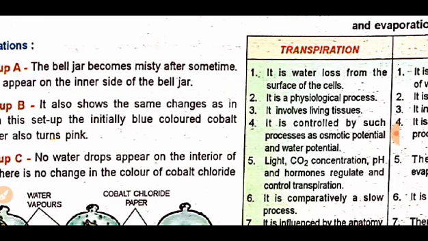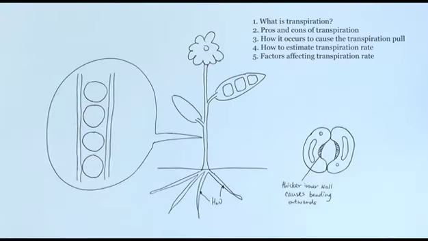So we'll talk about what transpiration is, what's good and what's bad about it, how it actually works, and how it actually enables the water to be transported across the plant. And then later on we'll also talk about how we can estimate the rate of transpiration and what are the factors that will affect it.